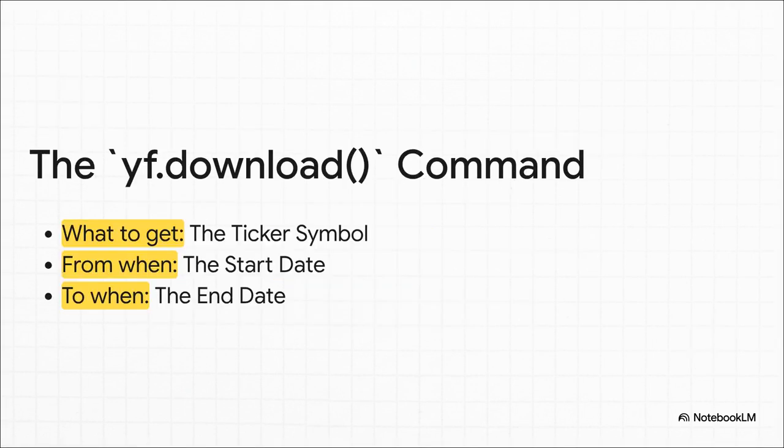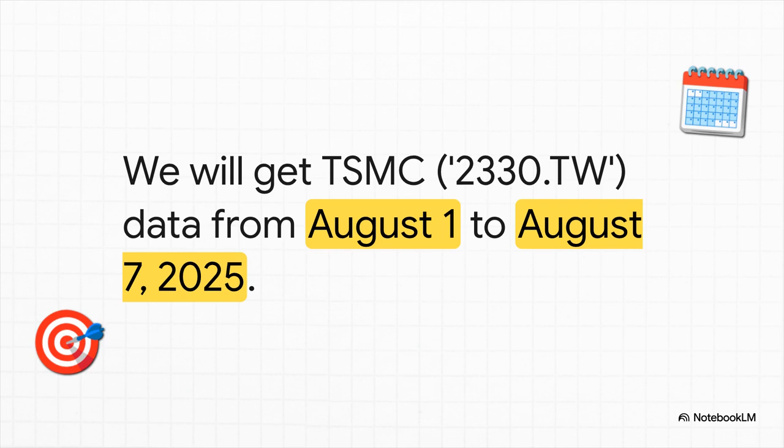Now we get to the real magic. The command that does all the work is yf.download, and it's so straightforward, you're going to love it. It just asks for three things. What stock do you want? That's the ticker symbol. When do you want the data to start? And when should it end? That's literally all it needs. So let's try it out. We're going to go after data for the semiconductor giant TSMC. And just to show you how precise we can be, we'll ask for just one week's worth of data. Let's say from August 1st to August 7th, 2025.